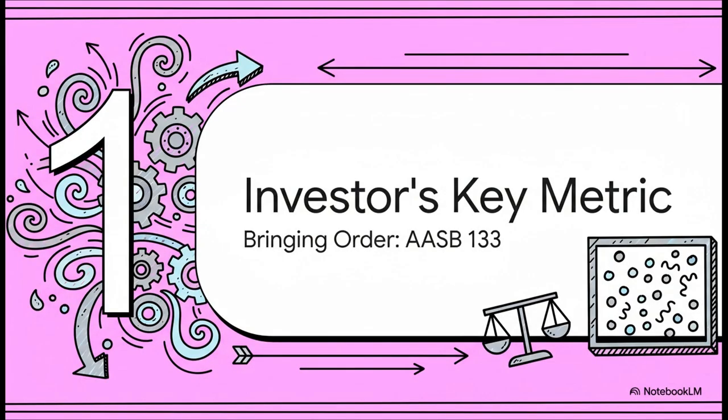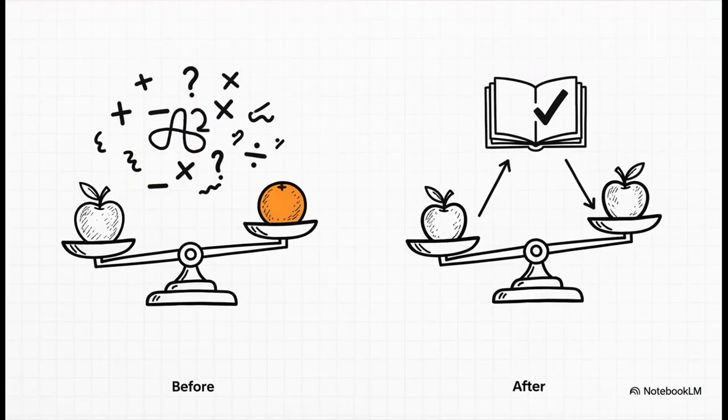First up, why on earth would you dedicate an entire detailed accounting standard to just one number? Well, it all comes down to consistency, and AASB 133 is designed to bring some much-needed order to potential chaos. Just imagine trying to compare two companies. If each one was allowed to calculate EPS its own special way, the comparison would be totally useless, right? That was kind of the reality before AASB 133. This standard creates one single, mandatory rulebook. It makes sure that when you compare the EPS of two different companies, you're actually comparing apples to apples.